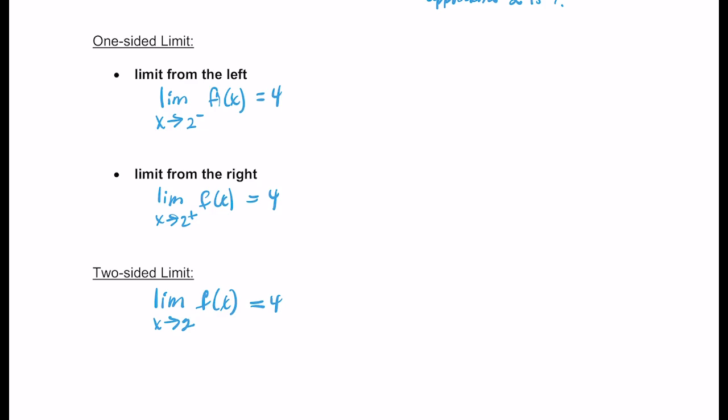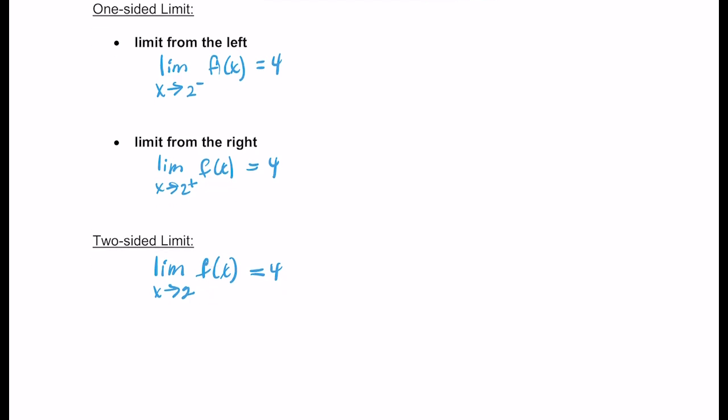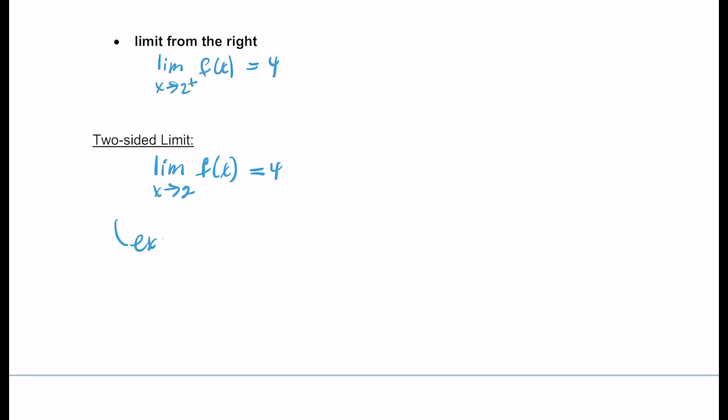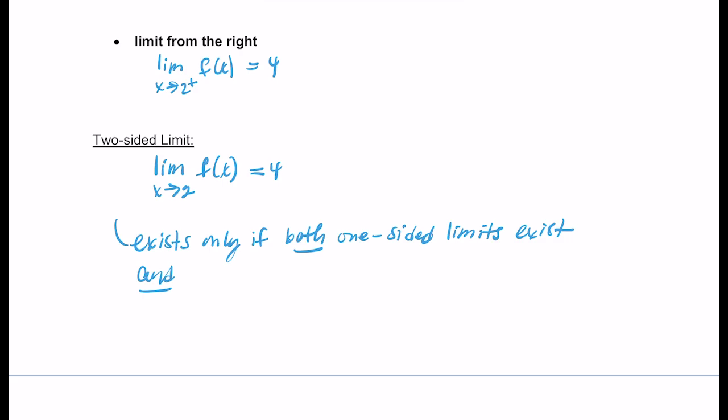So a two-sided limit exists only if both the one-sided limits exist and they're the same. Okay, so that's very important. So we see this here, that the limits from the left and the right, they both exist. We're going to see times when they don't exist, and they are both the same. So therefore, that two-sided limit exists. Okay, so I'll put a little notation here. Exists only if both one-sided limits exist and are the same.